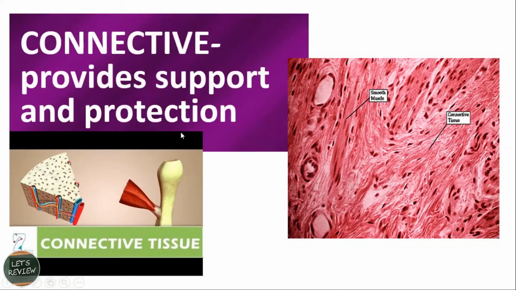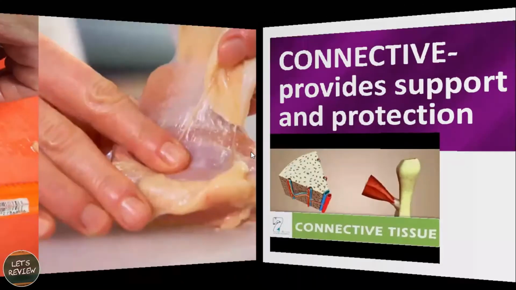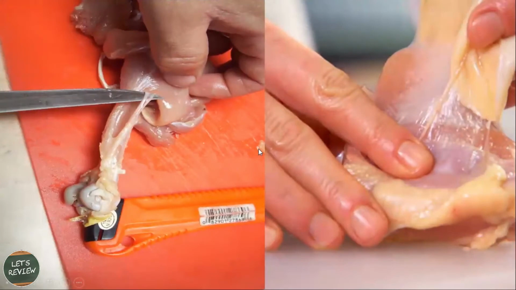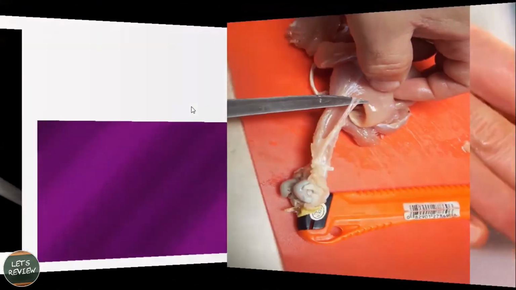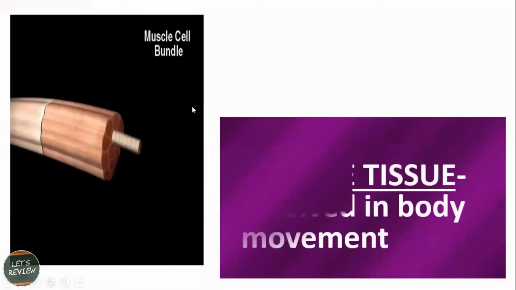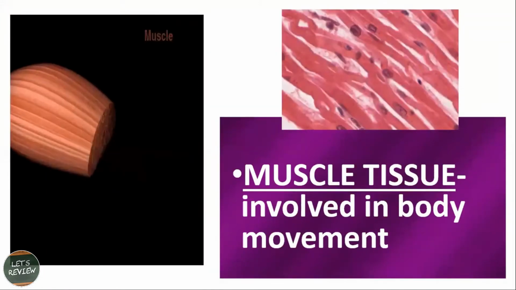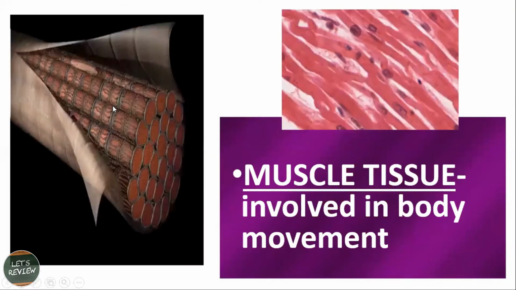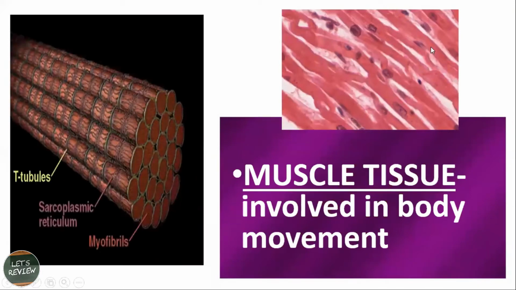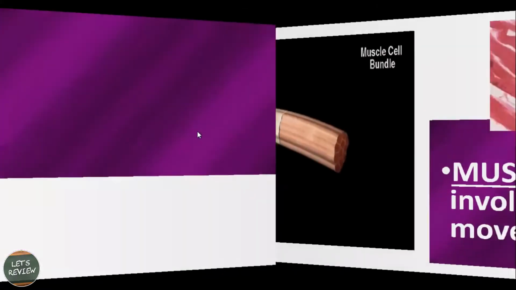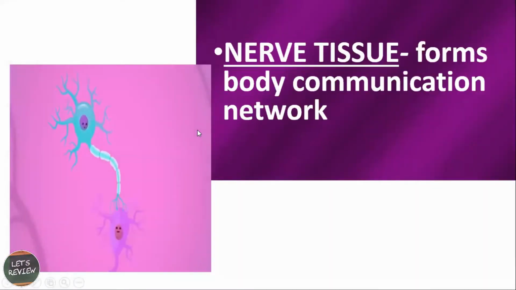Aside from that, we have the connective tissue, which provides support and protection. It is connected to the bone. If you check chicken muscles, you will see those connective tissues. Next, we have the muscle tissue, which is involved in body movement, as you can see here in the animation, plus the visual under the microscope. And last, we have the nerve tissue. It forms the body's communication network.